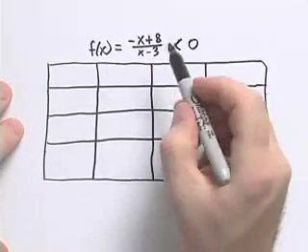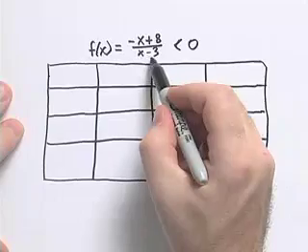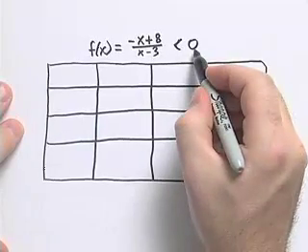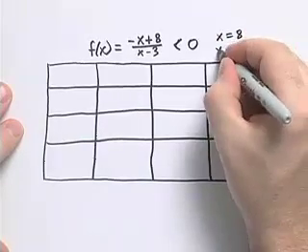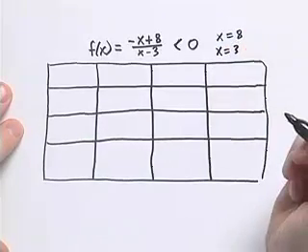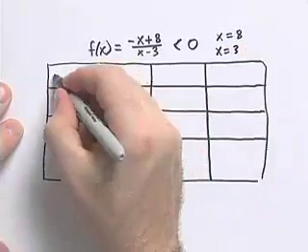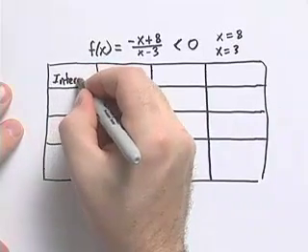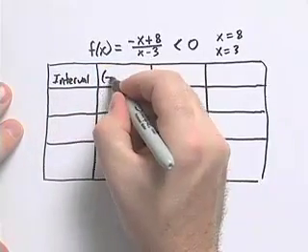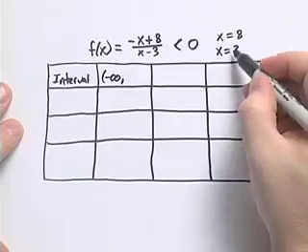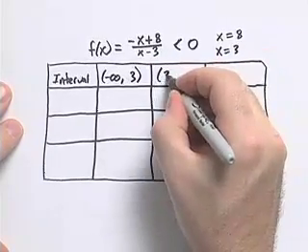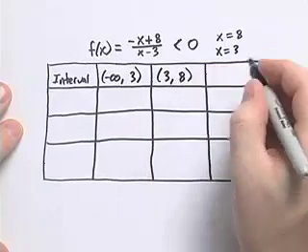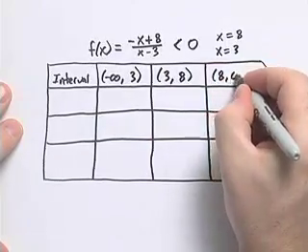We're now going to use a table and the breakpoints that we found to finish solving our inequality. We've got our function f(x) = (-x + 8)/(x - 3). We want that to be less than 0. And we're going to use the values x = 8 and x = 3 to break up the x-axis. We need to write down some intervals. We're going to start at negative infinity, go up to our first breakpoint, which will be 3. We'll go from 3 to the next breakpoint, which is 8. And then we'll go from 8 to infinity.